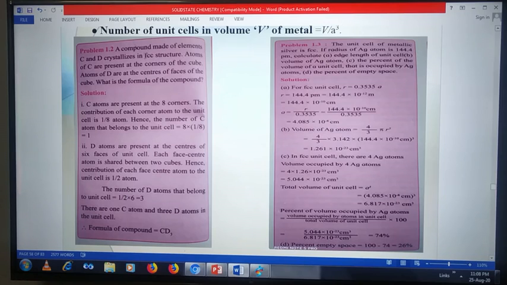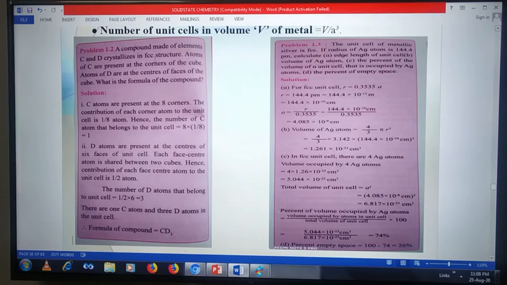Important: whenever we read a problem, always remember which type of crystal lattice is given, because it provides a lot of information to us. Atoms of C are present at the corners of the cube. Atoms of D are at the centers of the faces of the cube. What is the formula of the compound?